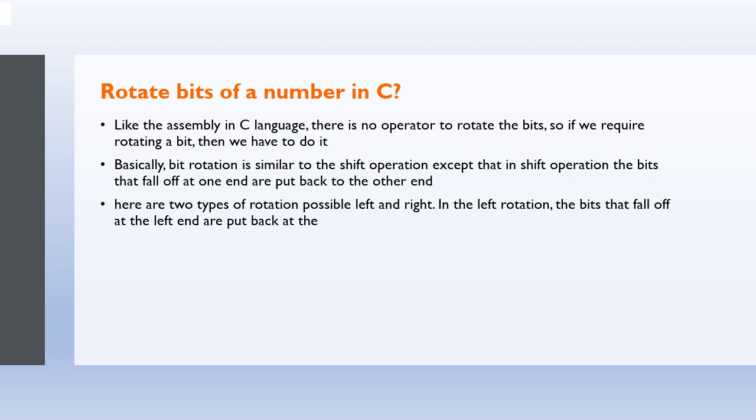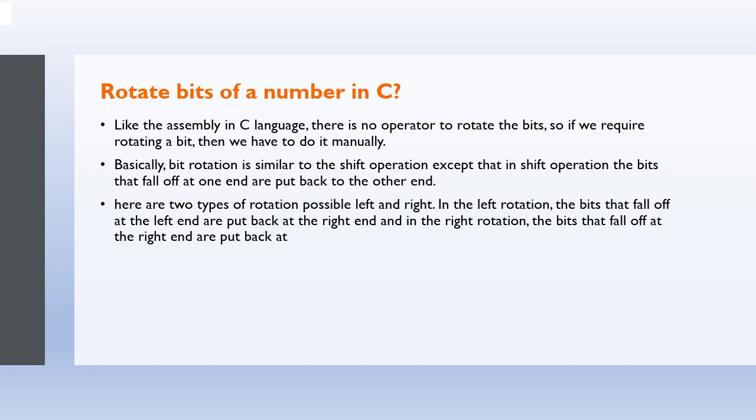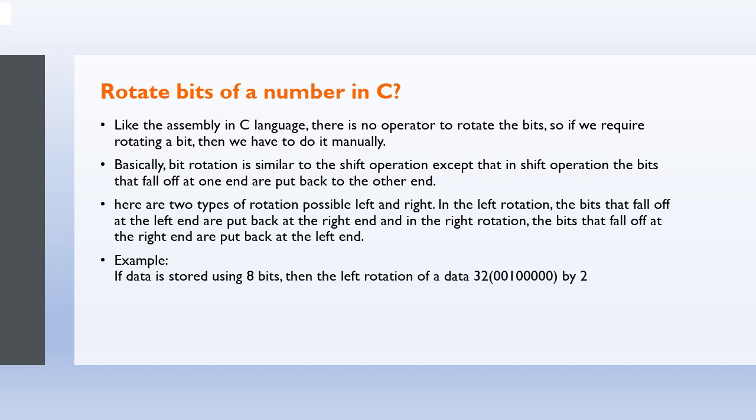Here are 2 types of rotation possible, left and right. In left rotation, the bits that fall off at the left end are put back at the right end, and in the right rotation the bits that fall off at the right end are put back at the left end. Example, if data is stored using 8 bits, then the left rotation of data 32, that is 0 0 1 0 0 0 0 0, by 2 becomes 128, isn't it? 1 0 0 0 0 0 0 0.